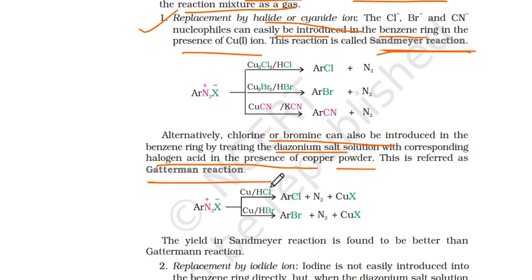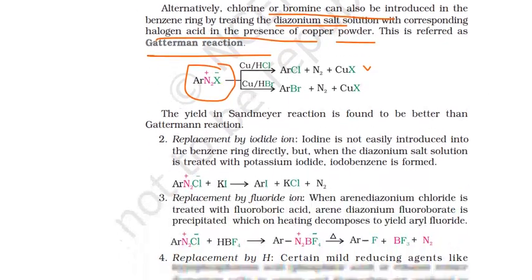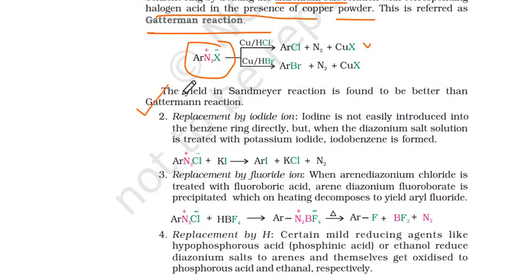What do we do in the Gattermann reaction? We take the chlorine, bromine, and we treat the diazonium salt with the halogen acid, chlorine or bromine acid, in the presence of copper powder again. So that's how you convert the salt into your simple aryl halide and nitrogen, and copper halide you get as a byproduct. The yield in Sandmeyer reaction is found to be better than Gattermann reaction.